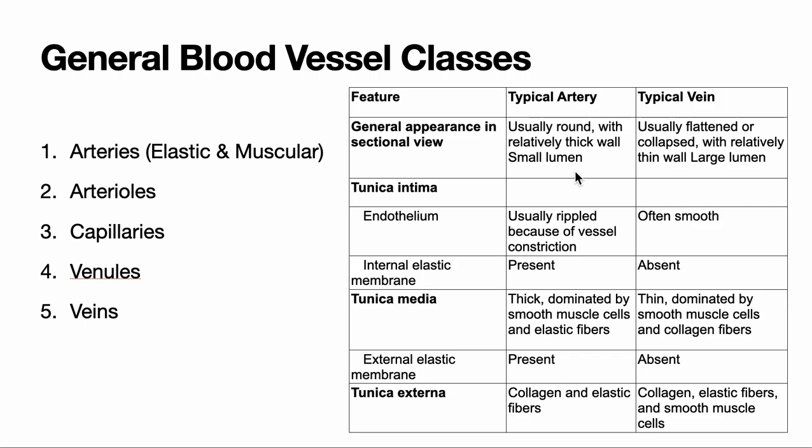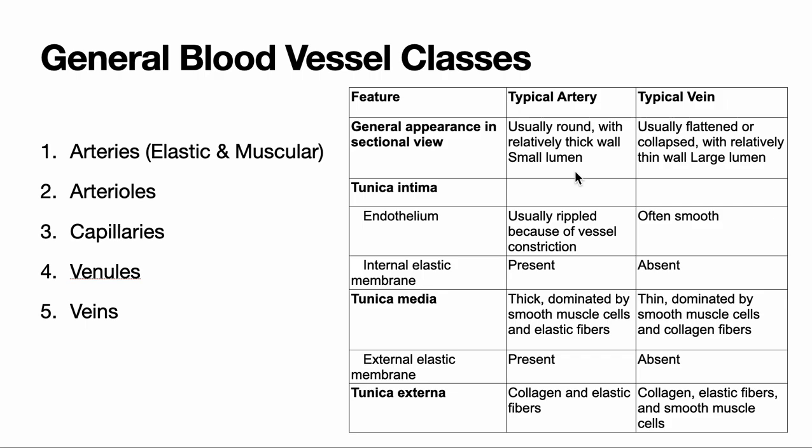In arteries, we are going to see an internal elastic membrane. So we're going to see a lot of elastic fibers and this connective tissue layer that's going to give some stretch and bounce to the artery, whereas we're not going to see that in your typical vein.